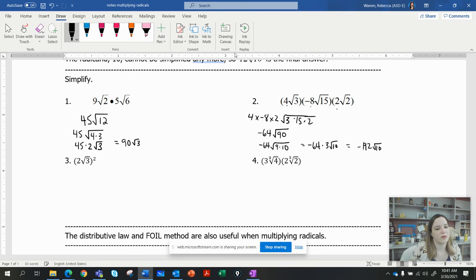Okay, so for these 2 examples, I won't go over them, but I'm just going to double check that you know. So 2 radical 3 could be written as 2 radical 3 times 2 radical 3. Or you could even say 2 radical 3 squared, where you apply the squared to both terms. Either way, for this question, you are essentially doing 2 times 2, which is 4. And then radical 3 times radical 3 is actually just 3.